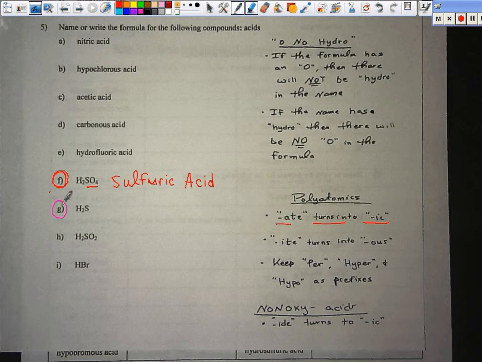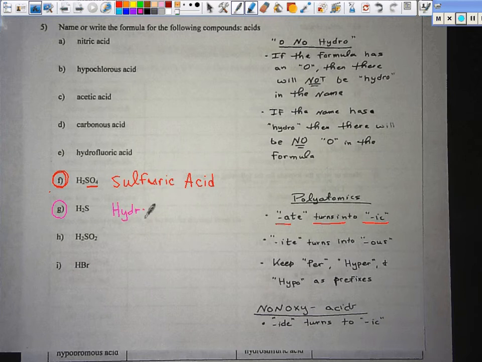So what way are we going to go? All the way to the bottom. Write the prefix hydro. And again, this is where that little thing comes into play that I said. Does this have an O in the formula? No. So what does it need in the name? Hydro, very good. Write the prefix hydro, then the name of the second element with the ic ending. So it's hydrosulfuric. And then add the word acid.